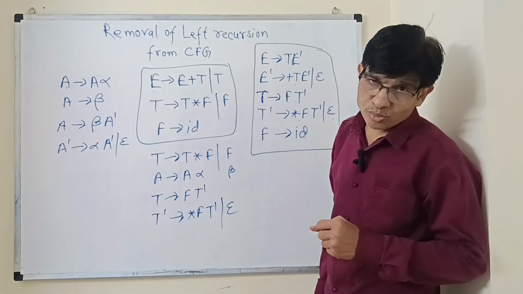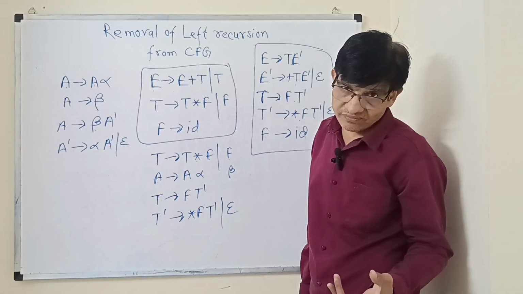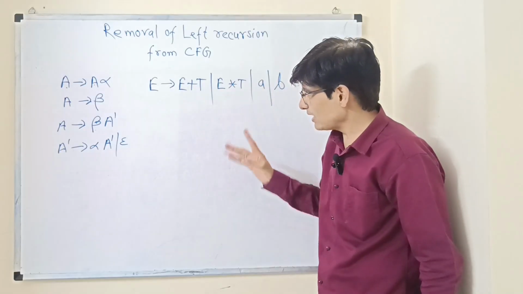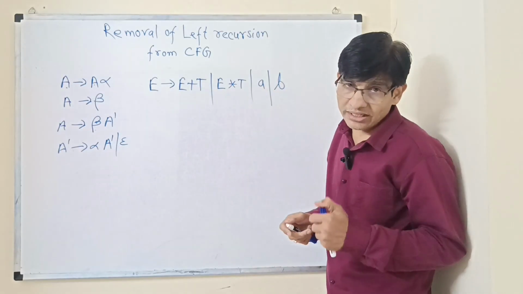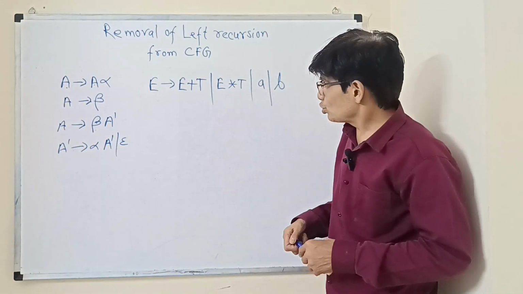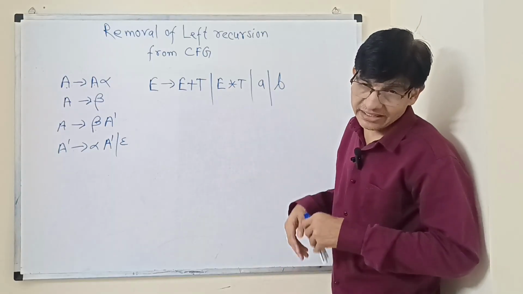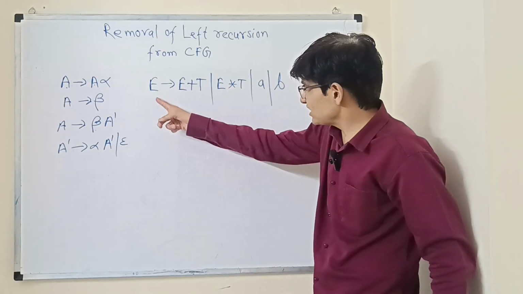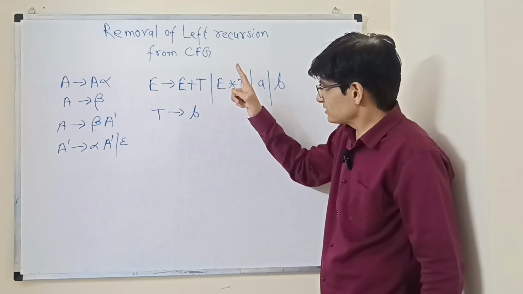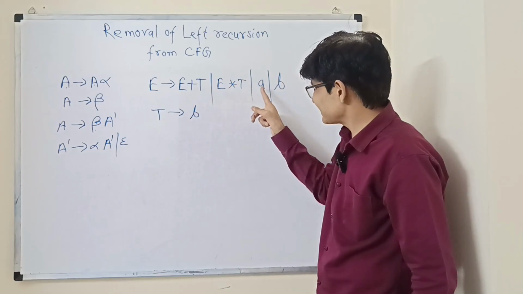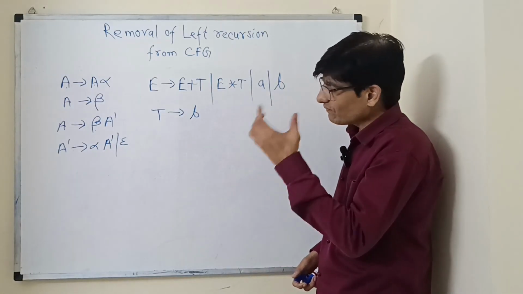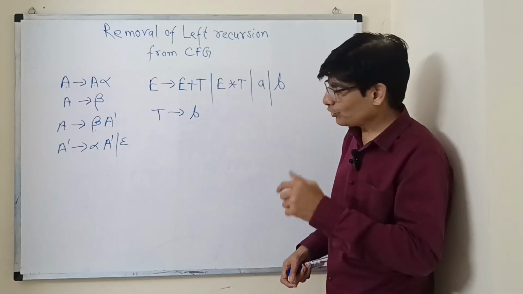So now I will take one more example where we have more than one alpha or beta. The only important thing is to identify alpha and beta carefully. You need to identify all alphas and all betas. Here in this particular grammar, we have two variables E and T, and some terminals: plus, asterisk, a and b. Now we will convert the left recursive productions of this grammar into right recursive ones.